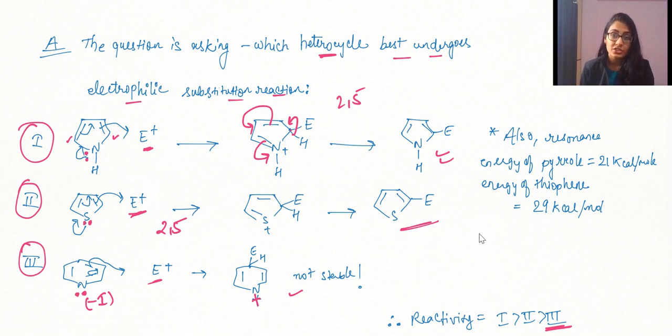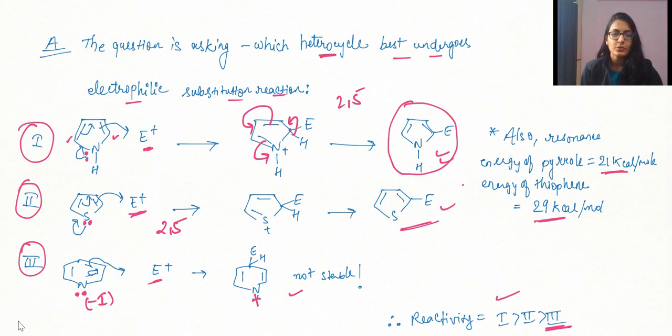Okay, so guys, the resonance energy of thiophene is 29 kilocalorie per mole, which is greater than that of pyrrole, which is 21 kilocalorie per mole. So what do you get from these values? Basically, the greater the resonance energy value, lesser is the reactivity. Because it is a more stable and less reactive system, we can say pyrrole is more reactive than thiophene. So 1 is greater than 2, which is greater than 3. Greater the stability, lesser is the reactivity, and that is why pyrrole is more reactive.